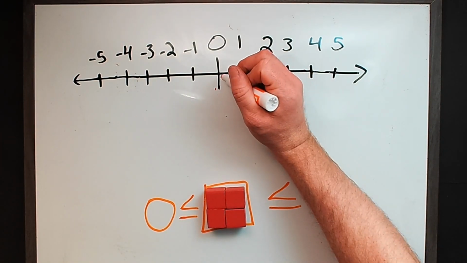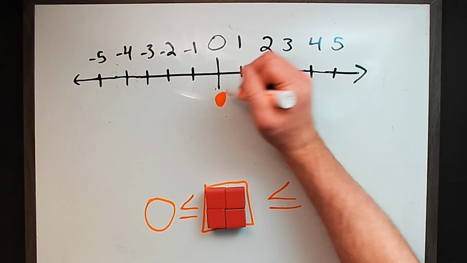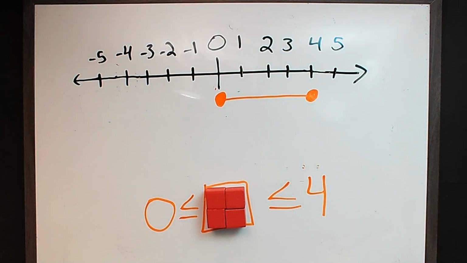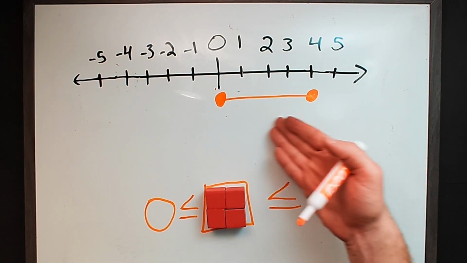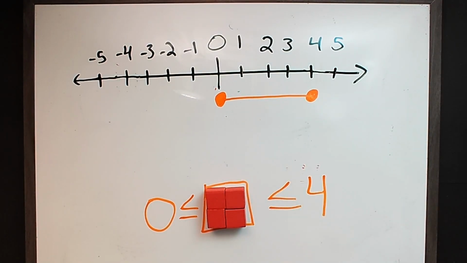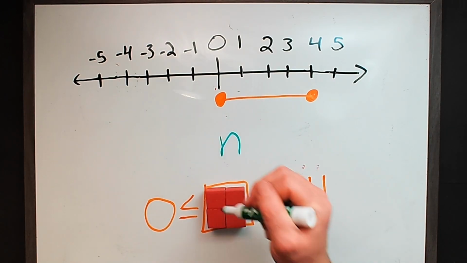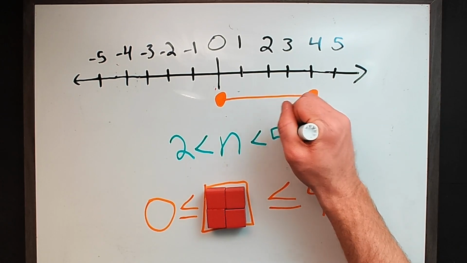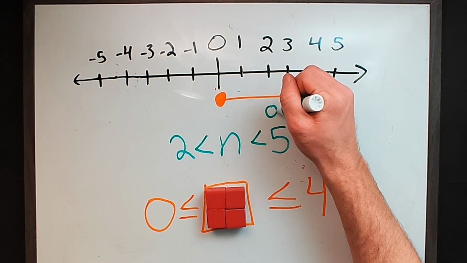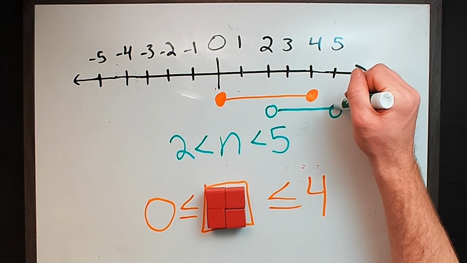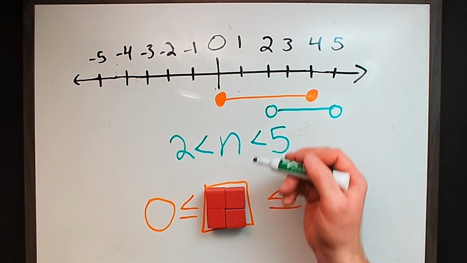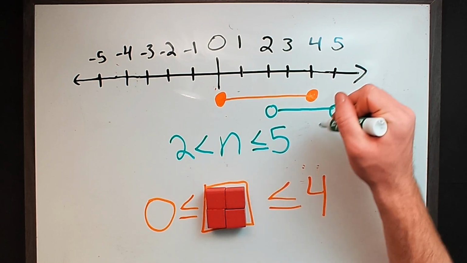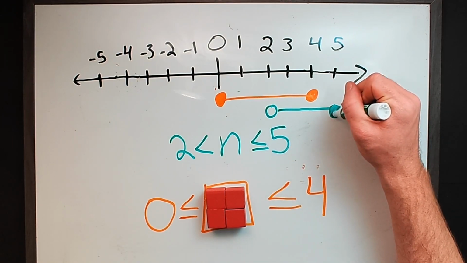On the number line, we represent it with closed circles on 0 and 4, and a bar in between. It can be any number in this range, including the end values. For an inequality that looks like this, greater than 2 but less than 5, we represent it with open dots, and the bar in between. So this number can only be 3 or 4, if we're considering whole numbers. If it happened to be less than or equal to 5, then it would also include 5 in its range.